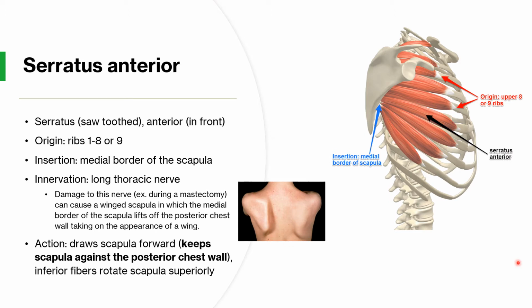What exactly does a serratus anterior do? It draws the scapula forward, and the inferior fibers rotate the scapula superiorly. Basically, it keeps the scapula against the posterior chest wall, as you can see here in the normal scapula.